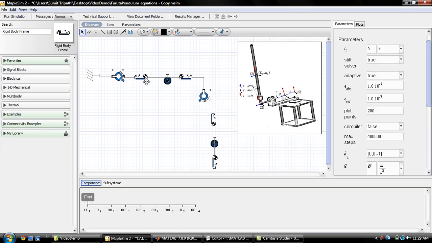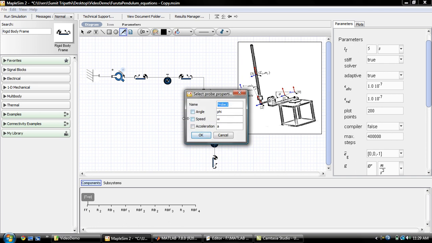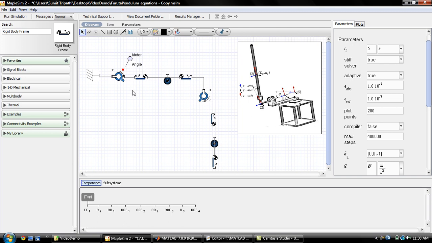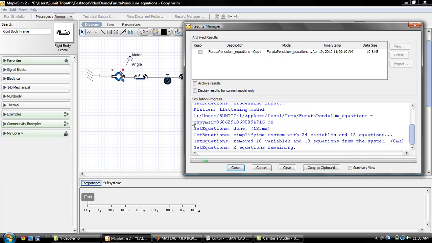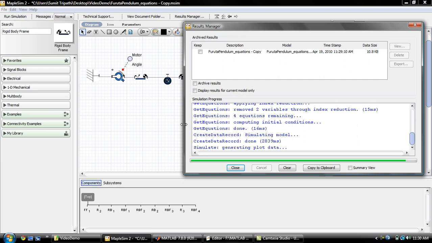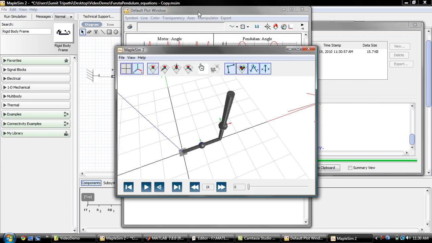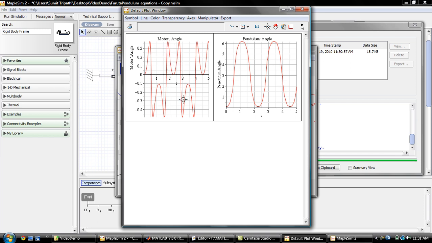We will attach one probe to the outboard rotation frame of the base revolute joint and call it motor angle. It can measure angle, speed and acceleration. I am measuring just angle this time. Another probe goes to the second revolute joint, and I call it pendulum angle. Simulate again and see the plots. So the motor is swinging back and forth and the pendulum is also swinging back and forth.